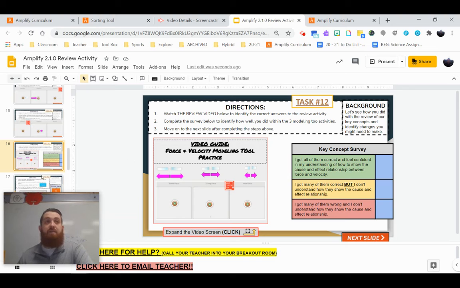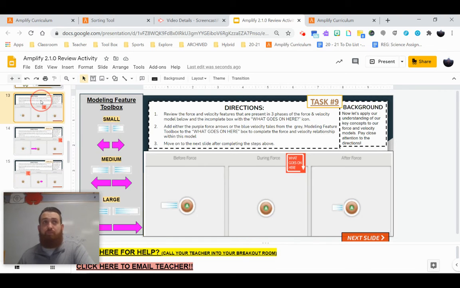So before, you had to go through the first three different examples on tasks 9, 10, and 11, where you saw different tools and features that you were going to add to the different modeling tools to complete this before, during, and after model. So in here, for the very first one, we had the before model setup and the after force setup, but the during force was what we needed to complete. So your job was to add different velocity and force icons in here to make this entire model true.